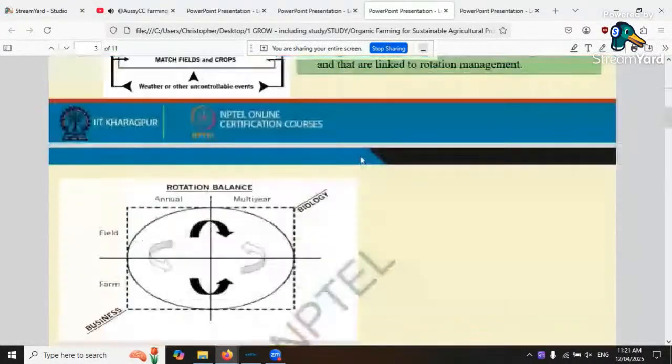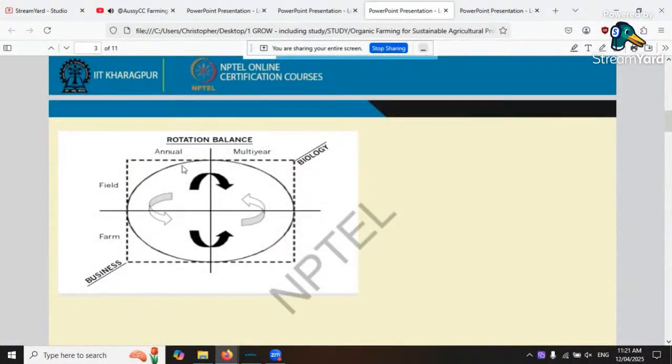Schematic diagram, again, there it is. Rotational balance. So here's an example they've drawn out that you might have for your fields. They've divided it into 4, and they put an annual here, multi in here. Okay. Switch and switch and switch.